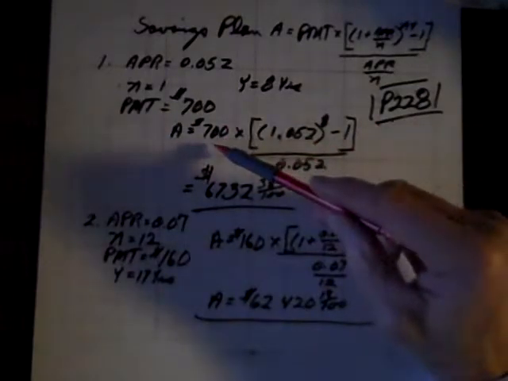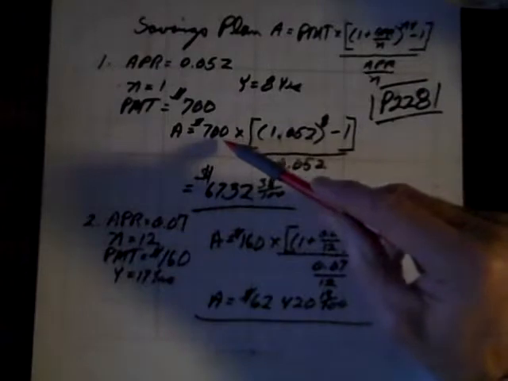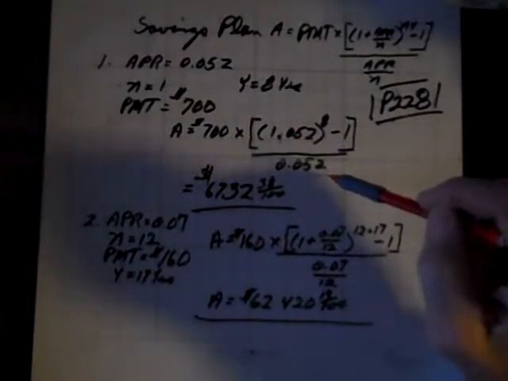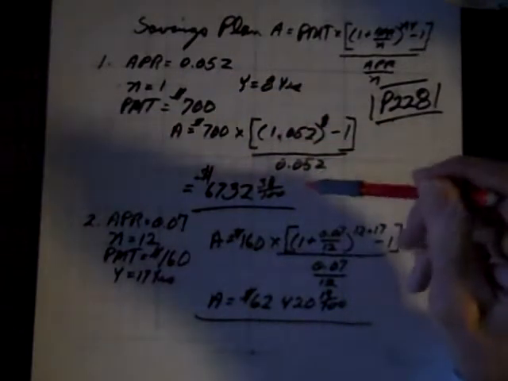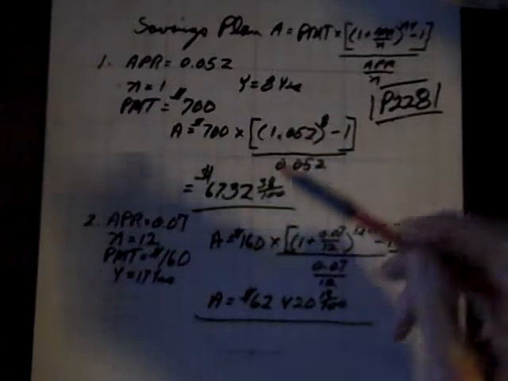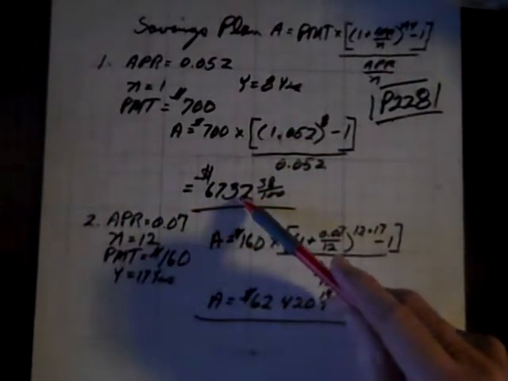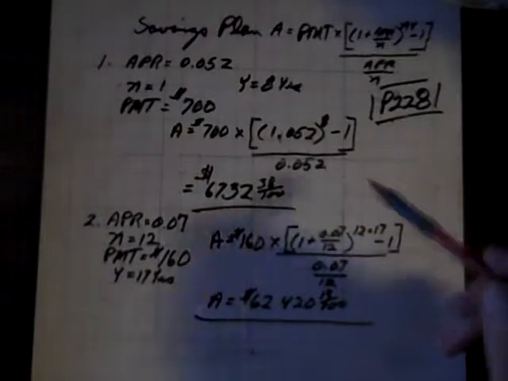So installing the appropriate values in the formula, we have 700 times the associated quantity divided by our interest rate over 1, n equals 1. And what we get when we compute that is $6,732.38. Now we're going to do it again.